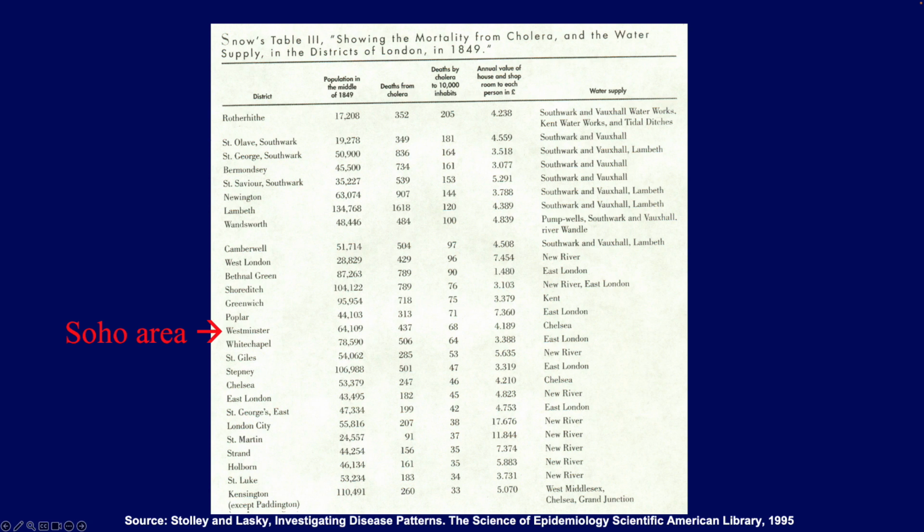You can see in this table that the number of cholera deaths per 10,000 inhabitants is calculated, and the table is sorted from high to low on that number. And this identifies the London districts that were most affected. The Soho area of London was in the Westminster district. And finally, you can see the information on the exposures, the water supply company for each district on the right.